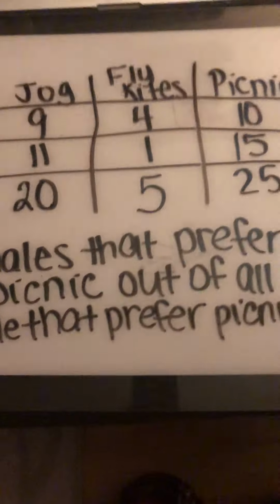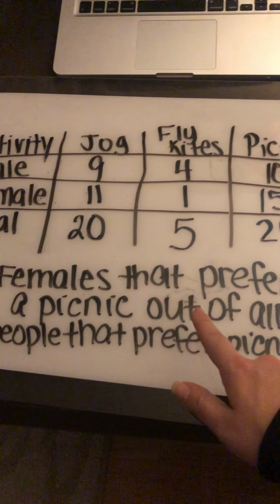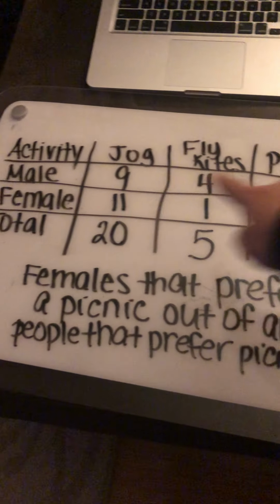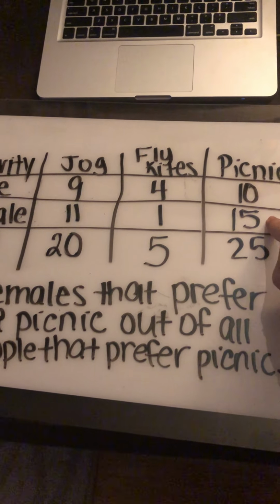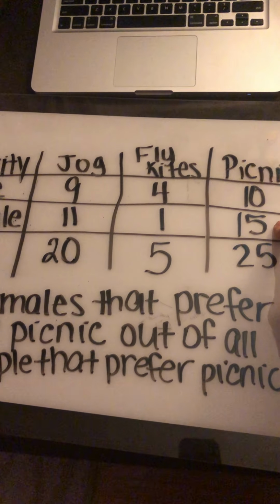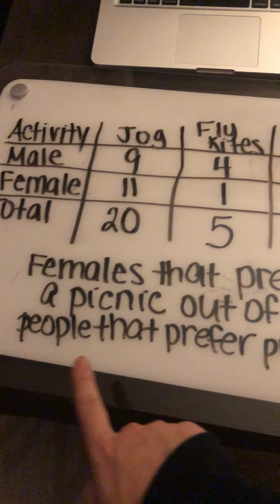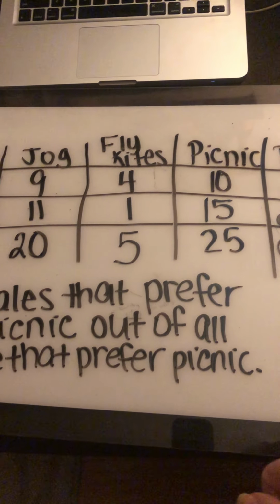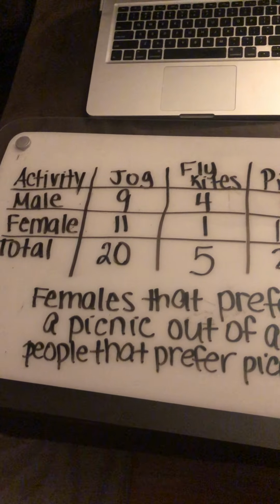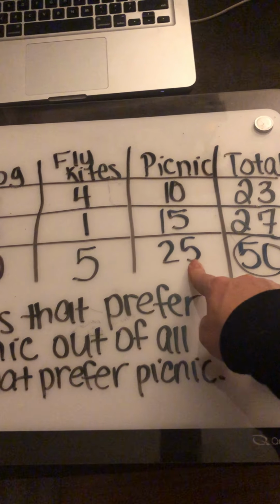So notice this question is different, right? It's saying females that prefer a picnic. So that would be this answer right here. Females that prefer a picnic, 15. We can locate that number. But then it doesn't say out of the total. It says out of all people that prefer picnic. So what is the total amount of people that prefer a picnic? The total amount of people that prefer a picnic is 25.